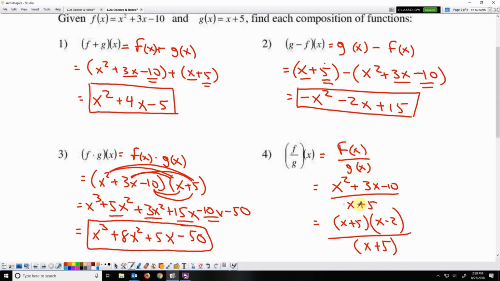In this step up here, I was looking at 5 different terms. Now down here, I'm not looking at terms anymore. I'm looking at 3 different factors. Factor here, here, and here. And I can cancel factors. So I'm left with x minus 2.